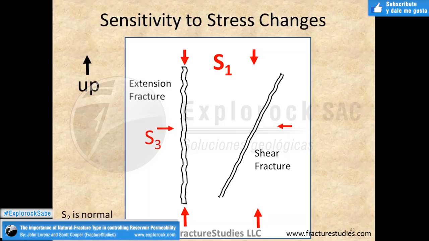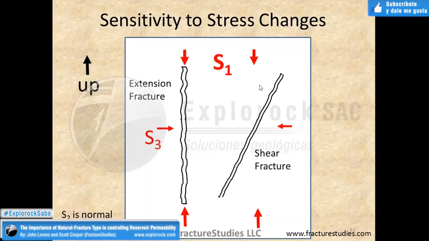If, however, you change this extension fracture to being normal to the maximum compressive stress, this fracture here can collapse entirely, and you will lose most of the permeability along that fracture just due to the reduction of pore fluids in the fracture itself.